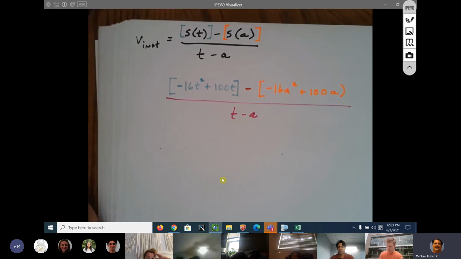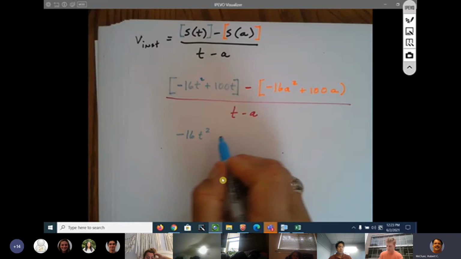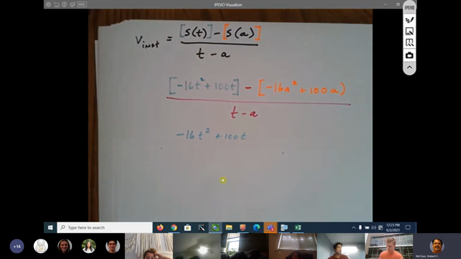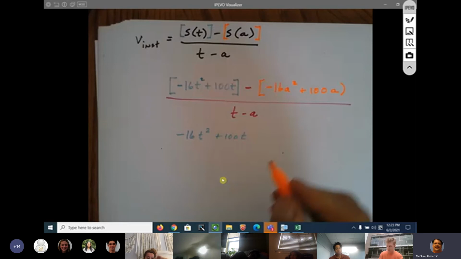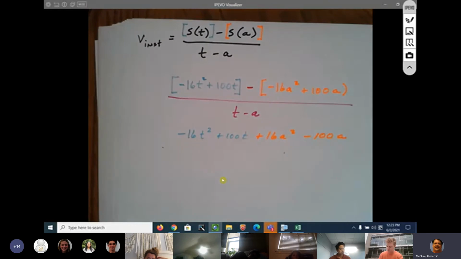And that's going to give you negative 16t squared plus 100t plus 16a squared minus 100a all over t minus a.